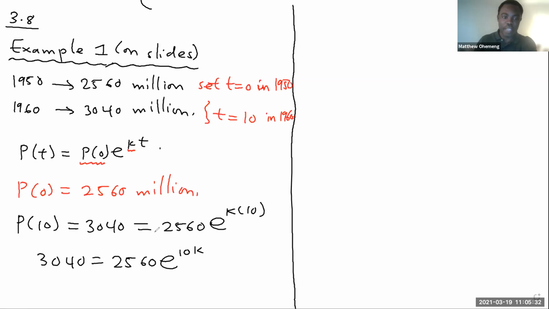Okay, so in solving for k, what do we do? The first step is we can divide both sides by the coefficient of the e, right? So that's divide both sides by 2560.